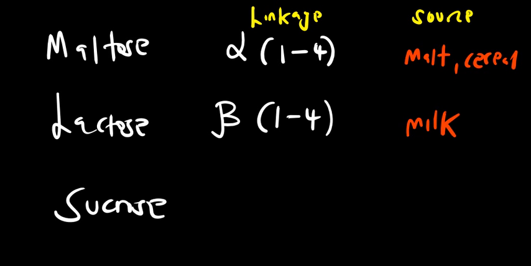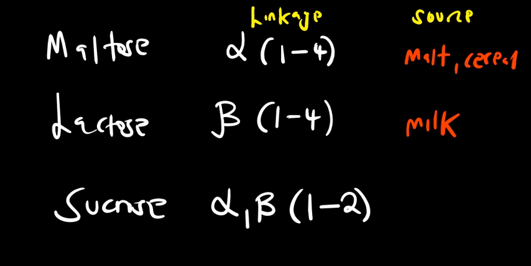Okay, then sucrose. Now sucrose is a bit different. It's going to be made from alpha and beta 1,2 linkage. Now this is very important because if you look at sucrose itself, it happens to be one of those sugars which is not a reducing sugar, okay, because of the beta here.